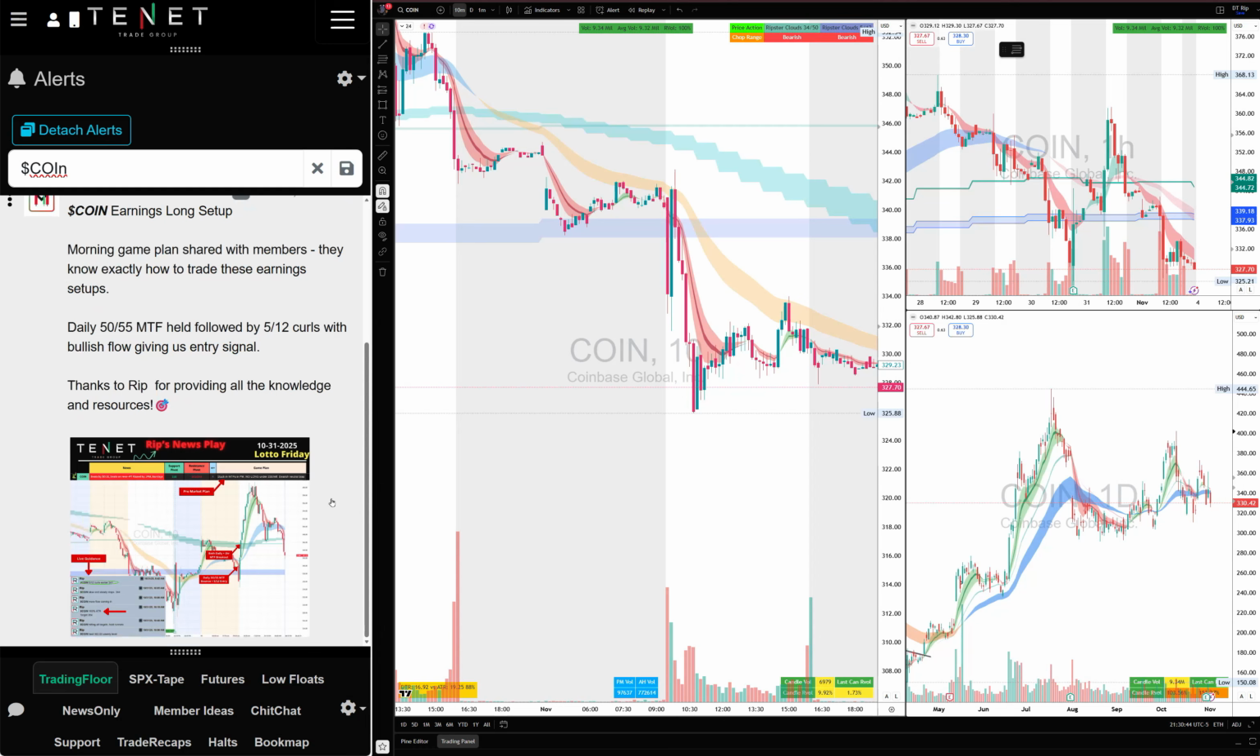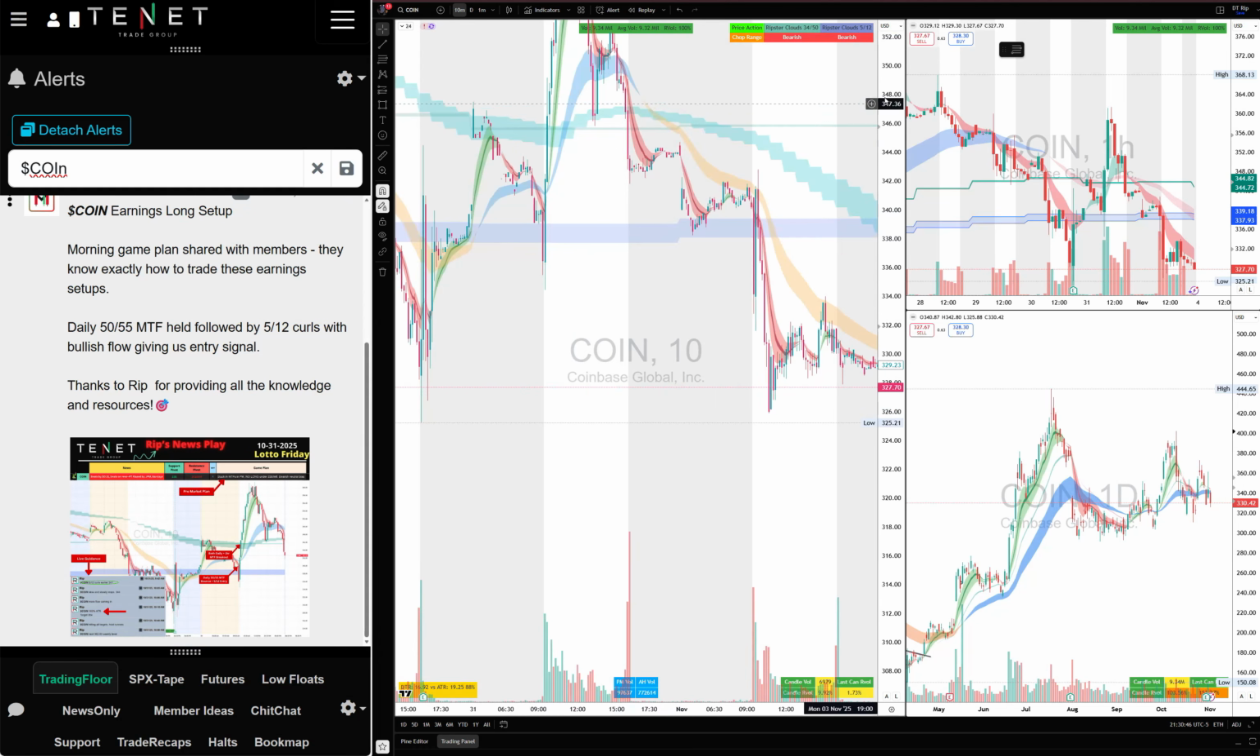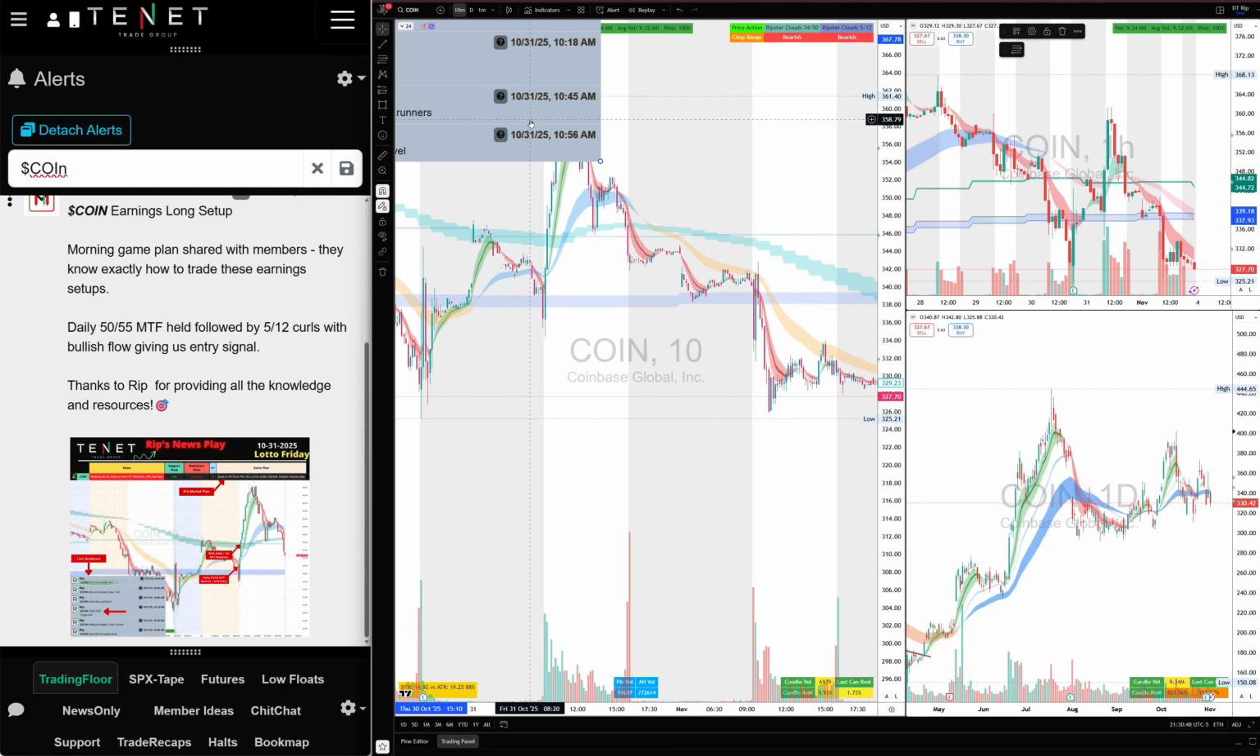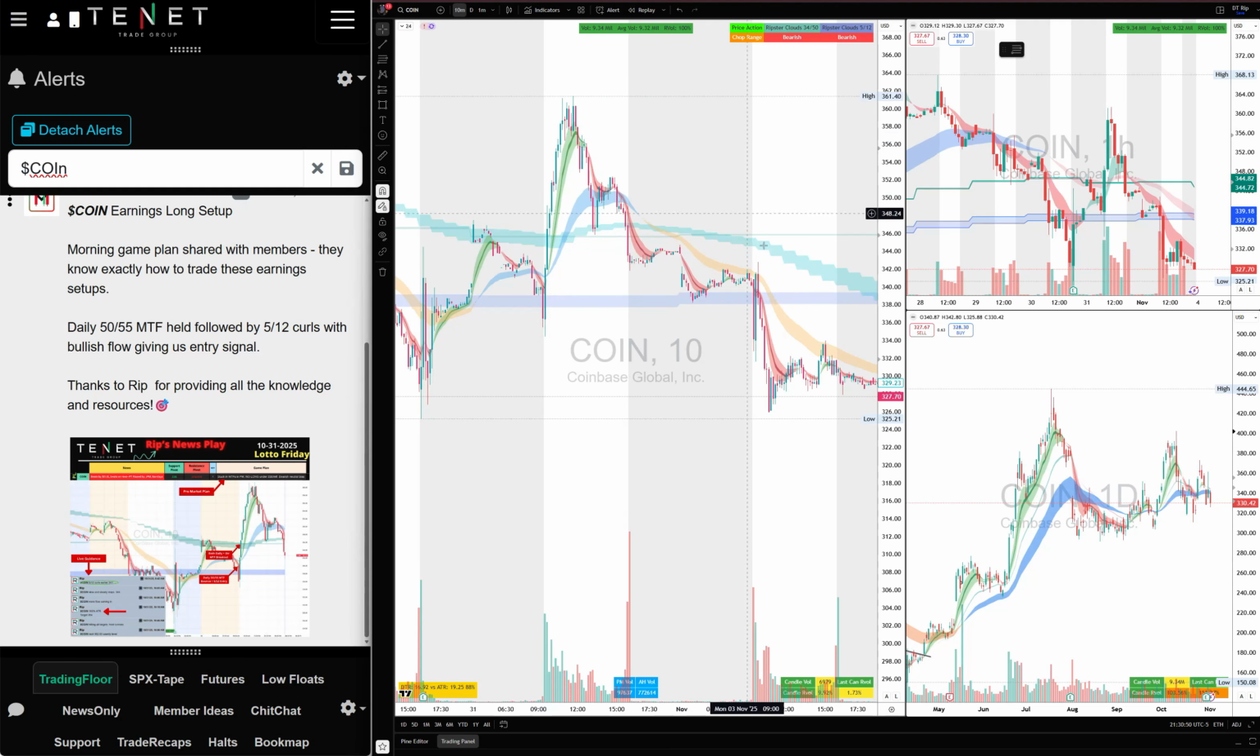And we were long on it the other day from MTF clouds. You see it ran on the long all the way from here to here, and this time it was a short from the 50-55 MTF cloud to the lower level. So that's a beautiful trade. Let's go to the next one.